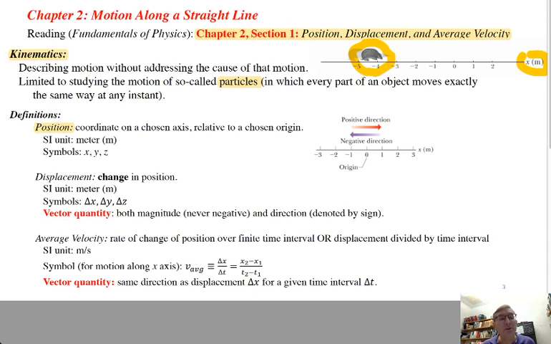Position is just a location or a coordinate on a chosen axis relative to a chosen origin. So here you see a depiction of part of an x-axis with a chosen origin, and we can have some particle, maybe it's an armadillo, maybe it's an airplane on a runway, maybe it's a drag car on a raceway, whatever it might be. And it's going to be moving along on this x-axis. And at any given time, any given instant, it has a position. It is located somewhere on this axis that you see.